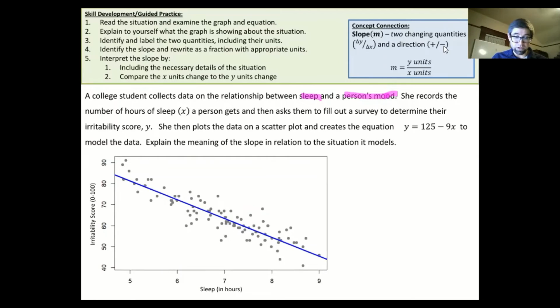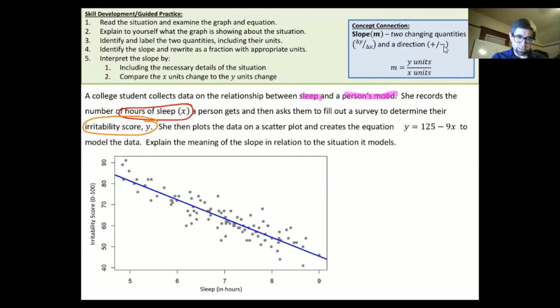Okay, so right now we're already getting pretty important information here. Let's go ahead and circle this. The number of hours of sleep, X, a person gets, and then ask them to fill out a survey to determine their irritability score, Y. Okay, so how irritable. If you don't know what irritable means, it's how easily you might be angry at something happening or how much something might bug you or bother you. And apparently it might be related to the number of hours of sleep you get.